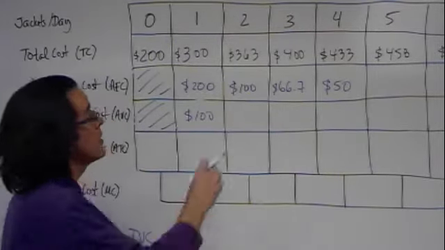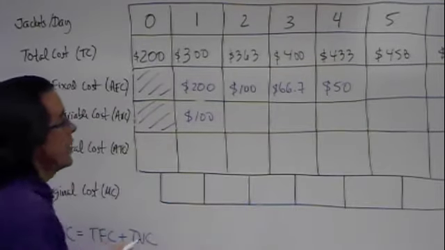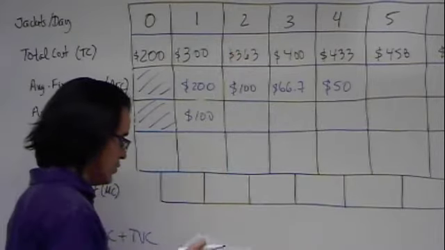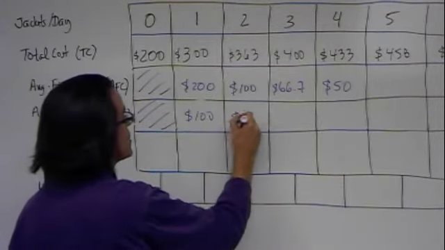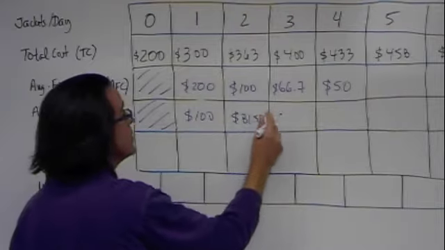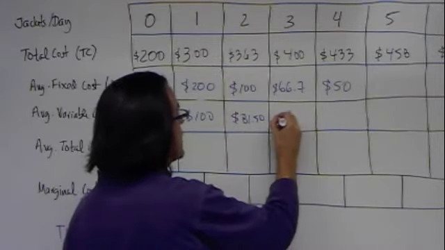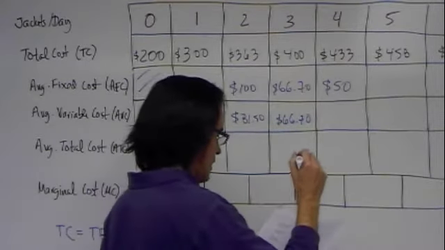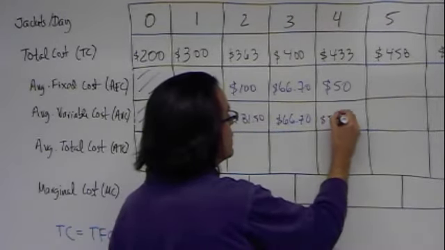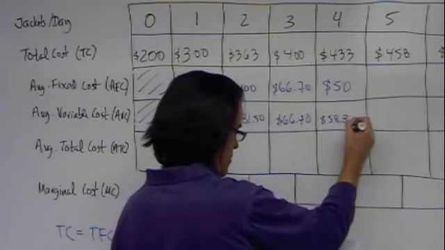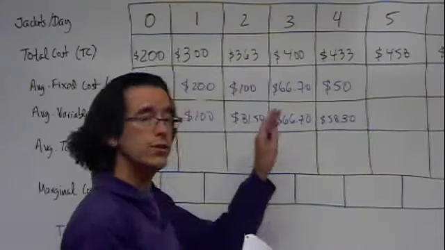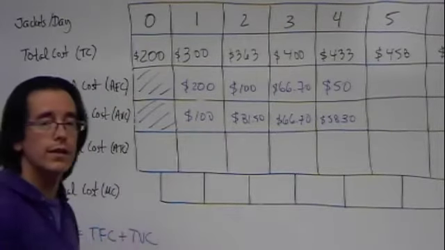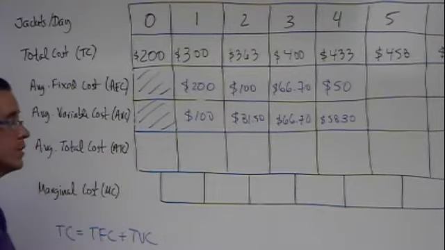Next, total cost 363 minus 200, so that gives us 163 divided by 2, and we get an average variable cost of $81.50. We proceed, we get $66.70, and then $58.30. And then again, you can fill out the rest of this table or look in the book. But again, we've generated the average variable cost.